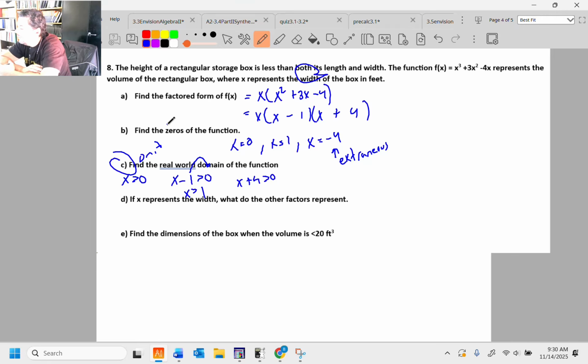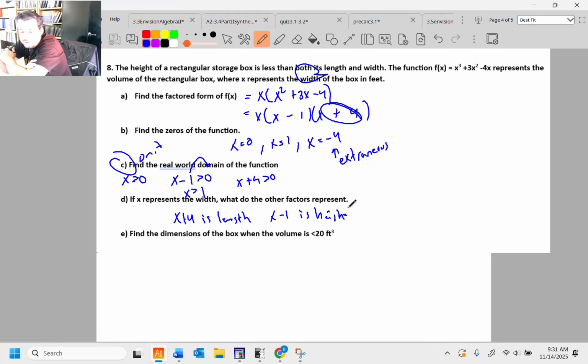If x represents the width, what do the other factors represent? Well, one of them is the length, and one of them is going to be the height. So this must be the length because it's long. It says that the length is long, x is the width, and it says the height is less. So x minus 1 is the height. I don't like the way I wrote this one out. But anyways, let's do part E.